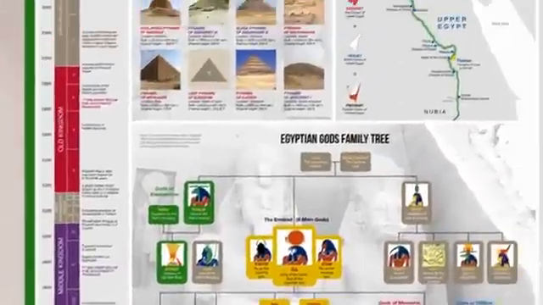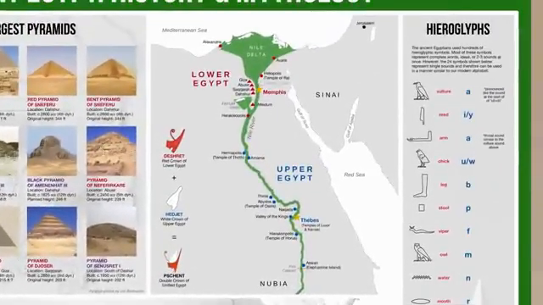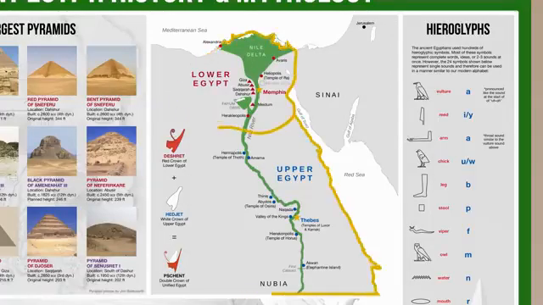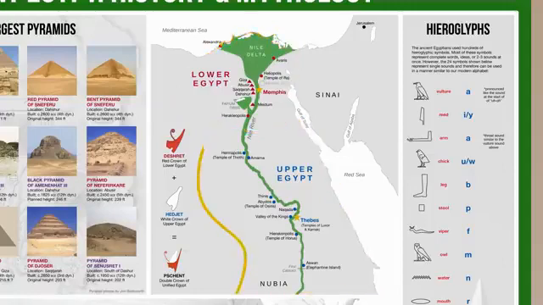Okay, the next thing I want to show you is the map. The most important thing to notice here is that there are actually 2 Egypts, Lower Egypt and Upper Egypt. At first, it might seem strange that Lower Egypt is at the top and Upper Egypt is at the bottom. But this is because the terms refer to their placement along the Nile River. The river flows north, so Lower Egypt is located downstream and Upper Egypt is located upstream.